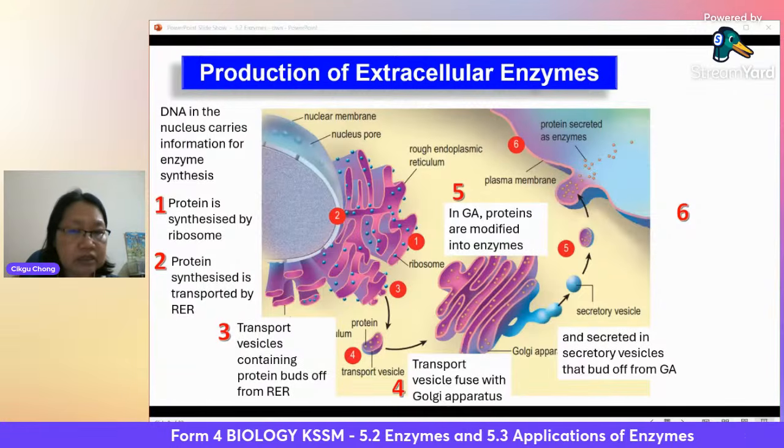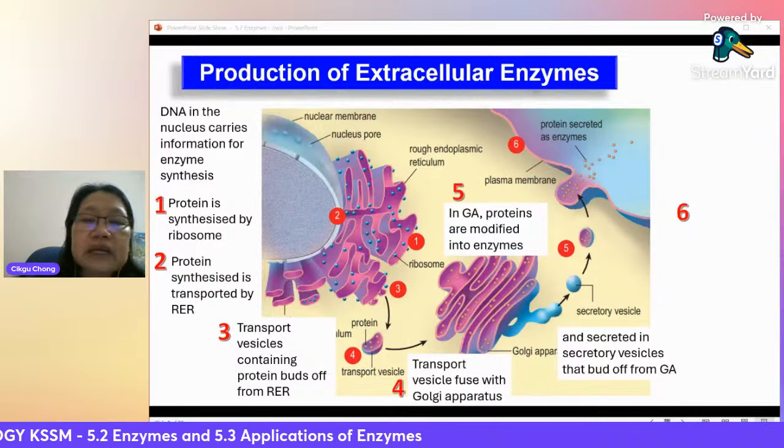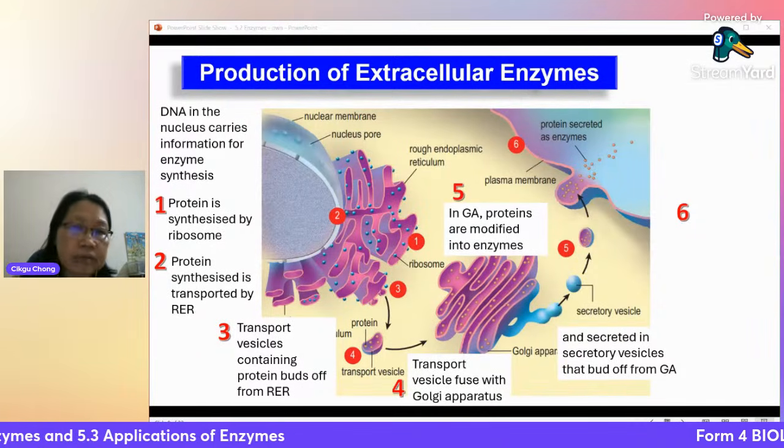After the Golgi apparatus, we call it secretory vesicles. And now they contain enzyme. You can call it enzyme already.